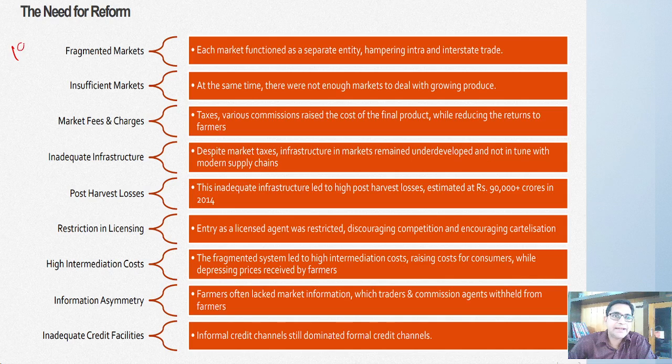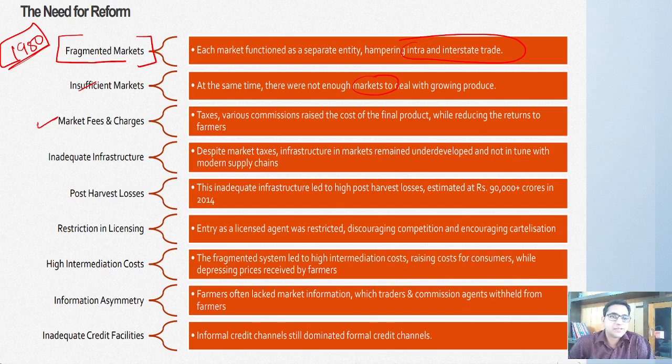Since the 1950s, we have fragmented markets. Every state has its own market, and every market is functioning as per its own rules and regulations, as a separate entity. Because of that, proper intra and interstate trade is not happening properly, right? Then insufficient markets: there are not enough markets to deal in, because some products are to be sold in the mandi, some products are to be sold in the open market. The farmer cannot sell here, the farmer can only sell at this place. So these are the insufficient markets.